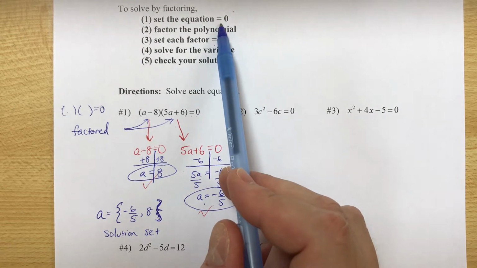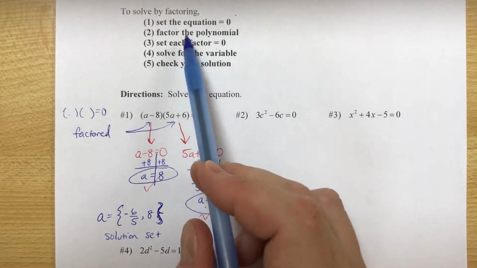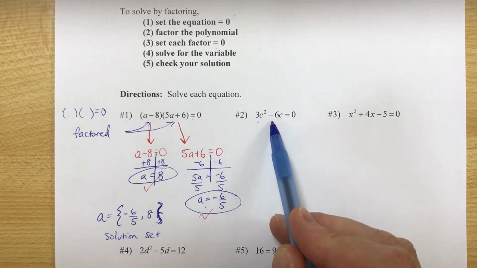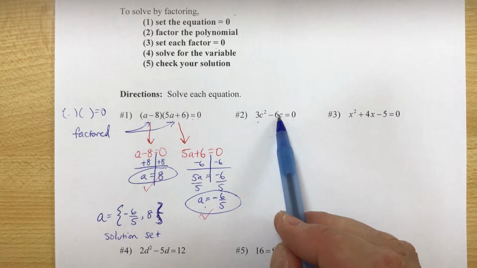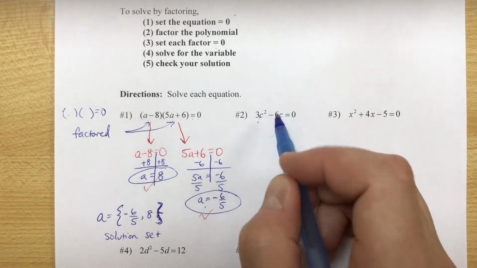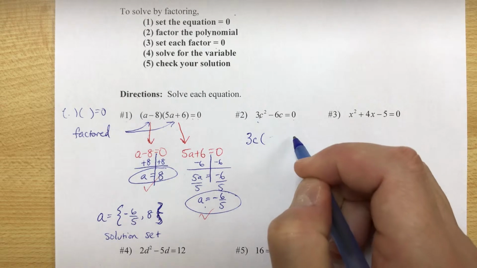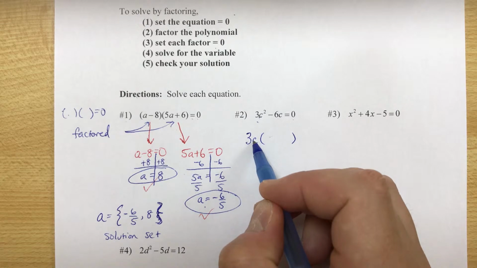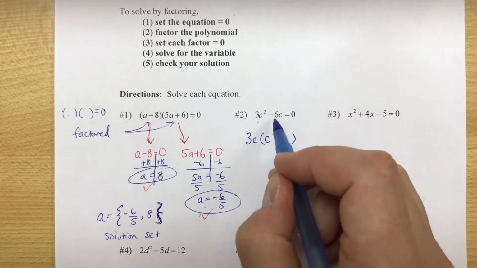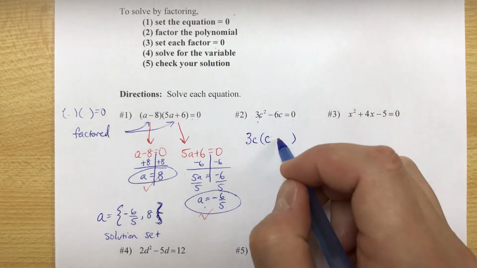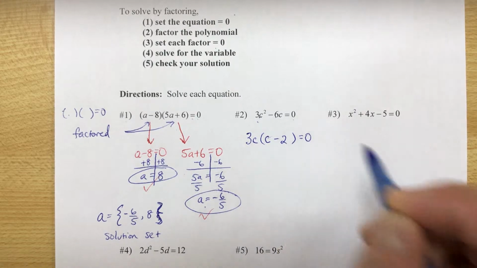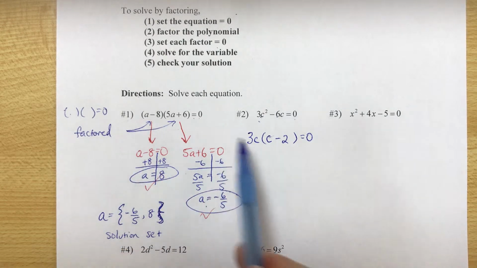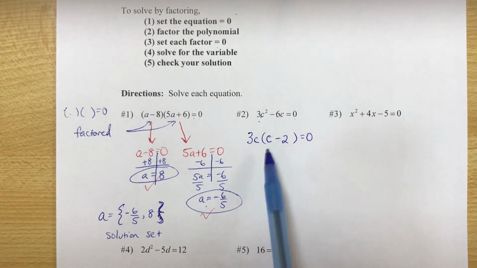All right, let's take number 2. Set the equation equal to 0. Good. Factor the polynomial. Now in this case, we have 2 terms. Is there a greatest common factor? Can we factor something out of these? Both of them have 3c. So we're going to factor out a 3c. 3c squared divided by 3c is just c. Negative 6c divided by 3c is minus 2 is equal to 0. Now, this is factored. Okay, we can't factor this anymore.